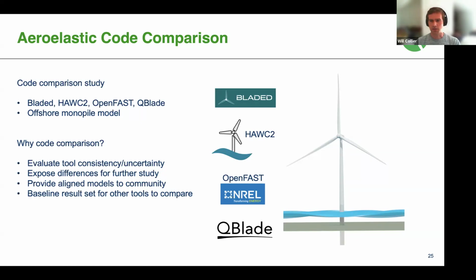So why are we interested in code comparison? There's a few reasons listed here. We want to have a look at whether the tools give the same predictions, so we can understand how much uncertainty is coming from the aeroelastic tool differences for very large turbines. And we also wanted to intentionally expose differences between the tools, so we can identify areas where we need to do further study. Thirdly, we want to provide aeroelastic models to the community as a basis for further research. And the last point, we also are providing a baseline set of results in a publication and on the GitHub, so other tools can use that as a baseline to compare to.